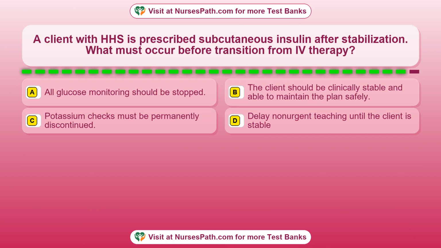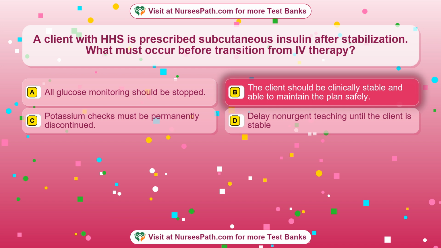Question 22. A client with HHS is prescribed subcutaneous insulin after stabilization. What must occur before transition from IV therapy? Option A, all glucose monitoring should be stopped. Option B, the client should be clinically stable and able to maintain the plan safely. Option C, potassium checks must be permanently discontinued. Option D, delay non-urgent teaching until the client is stable.